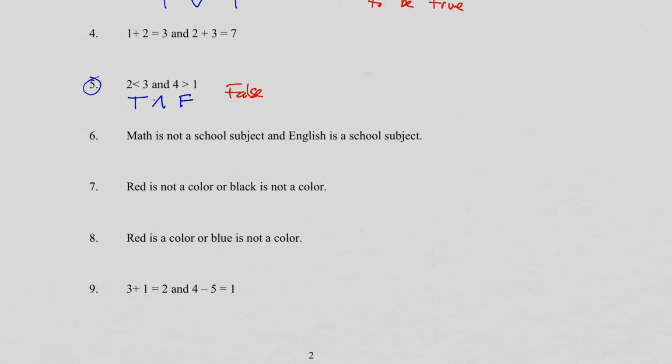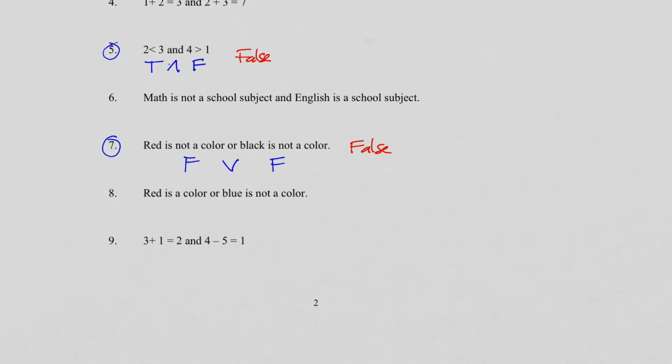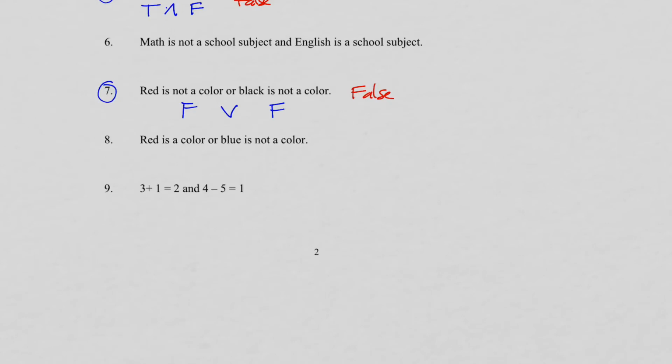Okay, number 7. Red is not a color or black is not a color. Okay, so red is not a color. That's false. Or black is not a color. That's also false. One of them has to be true for this statement to be true, and neither one of them is true, so this is false. Okay, there needs to be at least one true somewhere, and it's not there. Let's go to number 9.